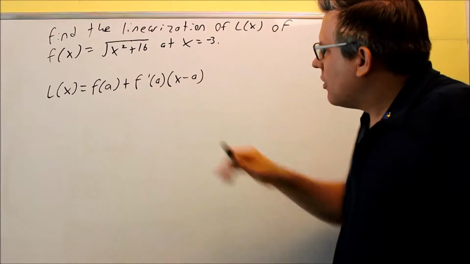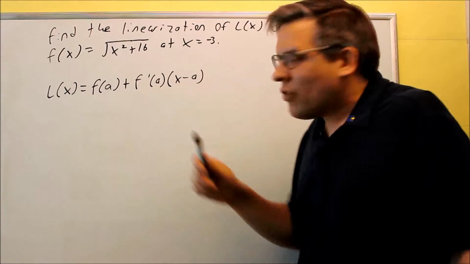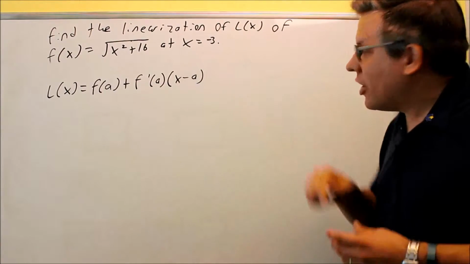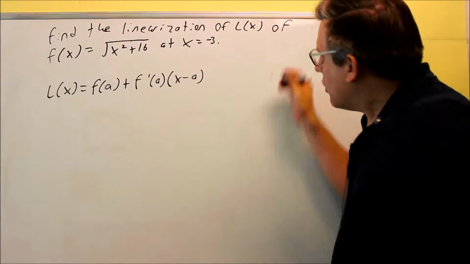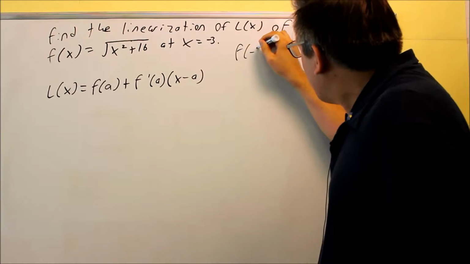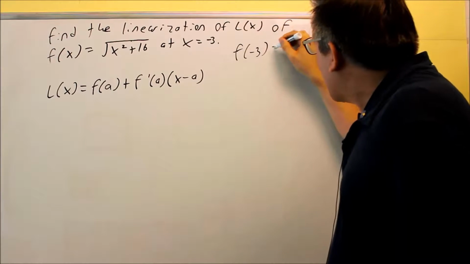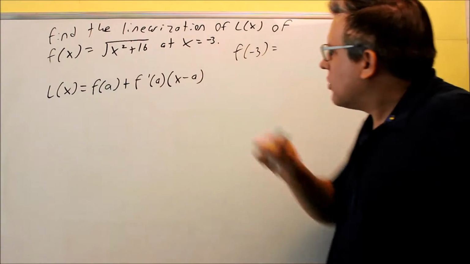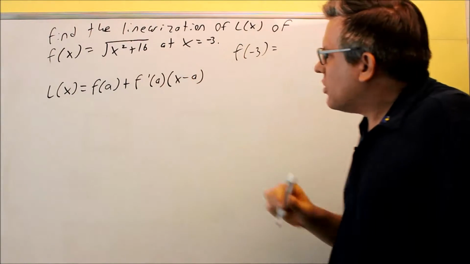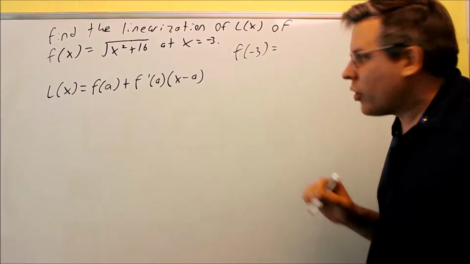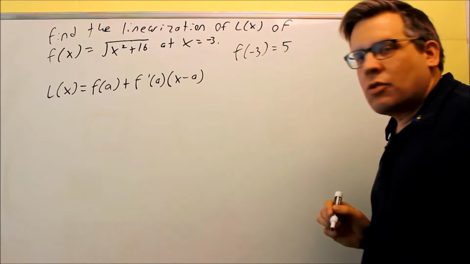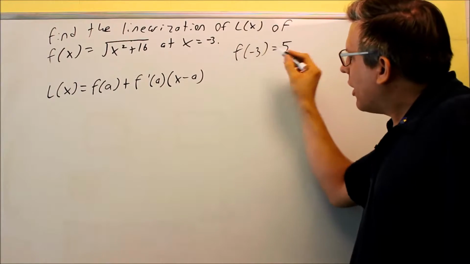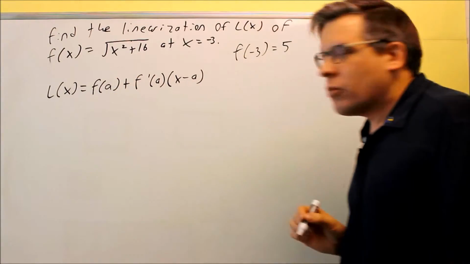So what I need to find is f of a, which means that the a value in this case is going to be -3. So let's do that first. Let's first find f of -3. If I put -3 into here, -3 squared is 9. 9 plus 16, 25. Therefore, the square root of 25 is 5. So now I know this part of the formula right here.